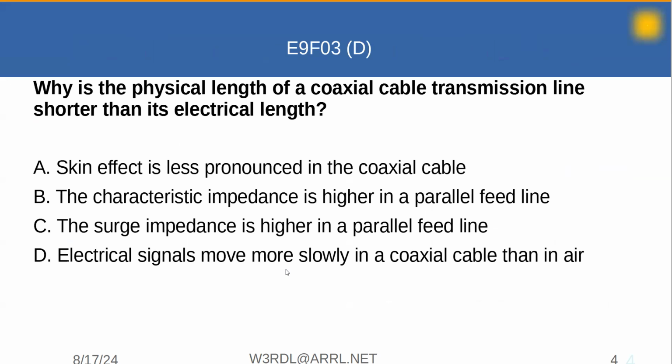So what is the physical length of coaxial cable transmission line? Why is it shorter than its electrical length? Because the only time it would be the same is when the velocity factor was 1. It means same as free space.